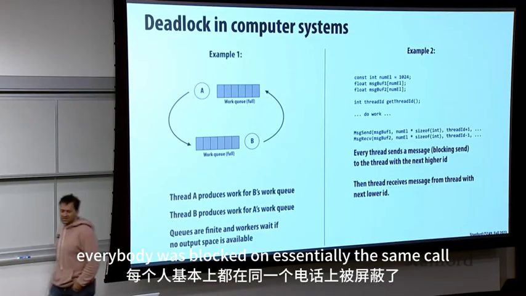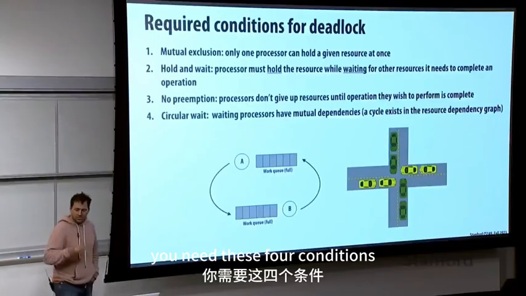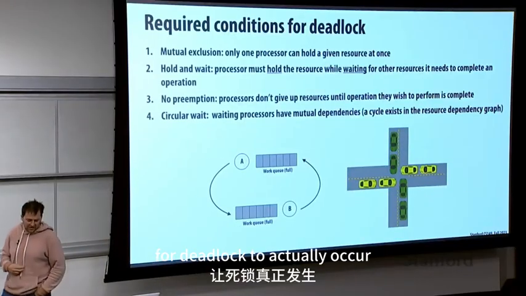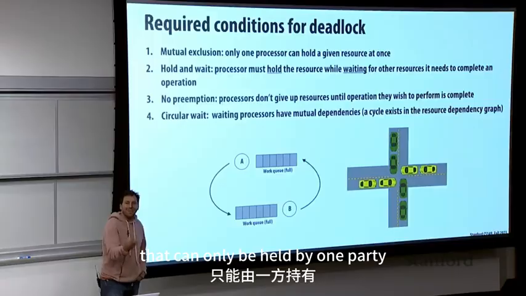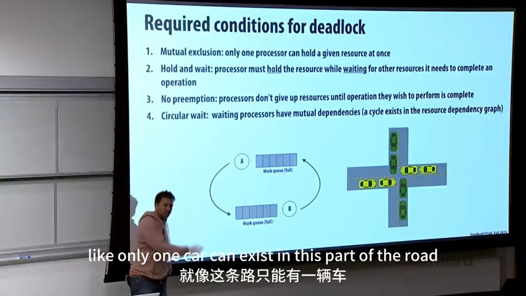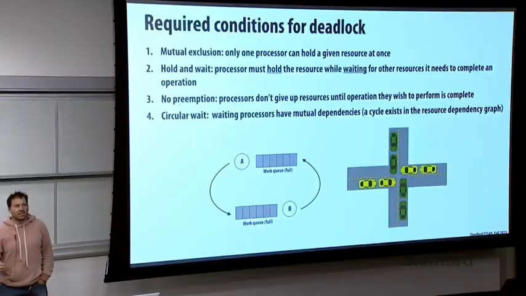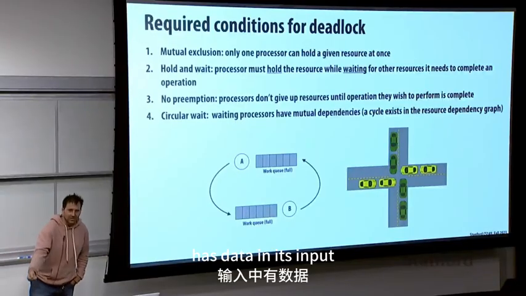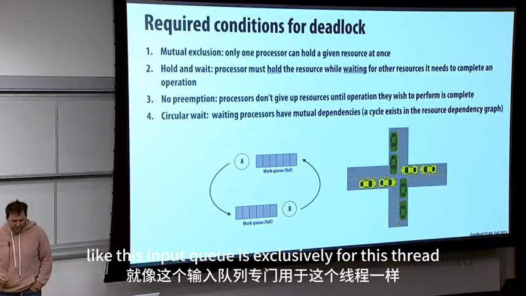Everybody was blocked on essentially the same call. And as I alluded to earlier, you need these 4 conditions for deadlock to actually occur. We need to have resources that can only be held by one party at a time. That's the mutual exclusion. Like only one car can exist in this part of the road, or only one thread has data in its input queue.